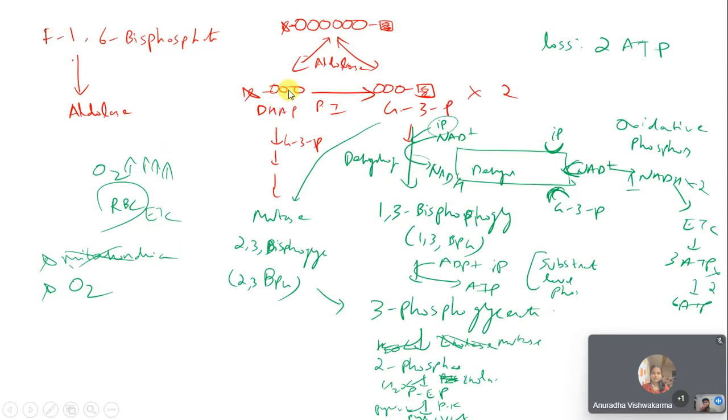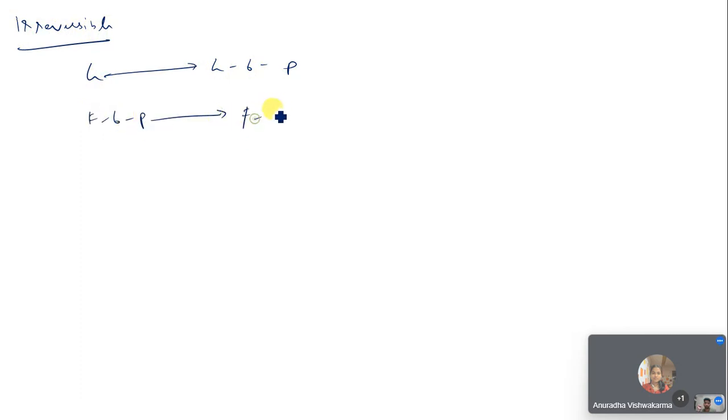How many irreversible steps have we learned till now? 3. What is the first irreversible step? From glucose to glucose 6-phosphate, that's 1. And then from fructose 6-phosphate to fructose 1,6 bisphosphate, second. And PEP to pyruvate, third. And what is the most important regulatory step of glycolysis? The second irreversible, it's a rate limiting step. All the 3 are rate limiting steps, but this is the most regulated one.